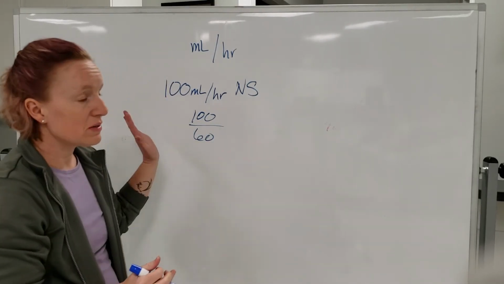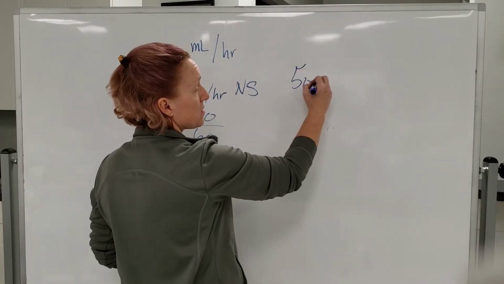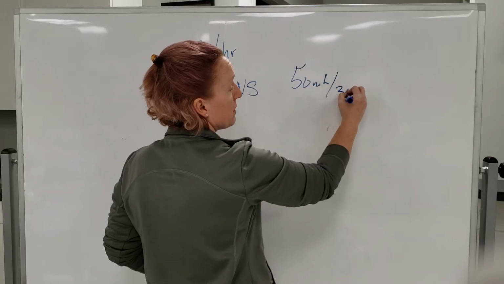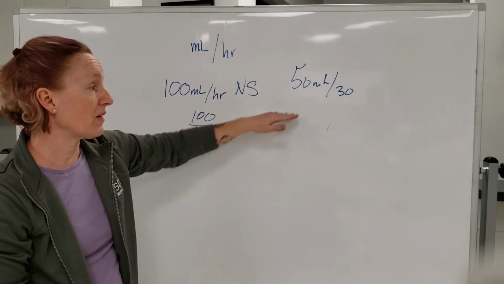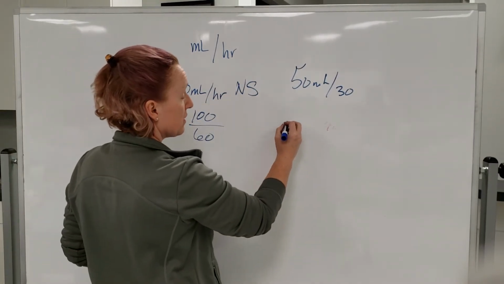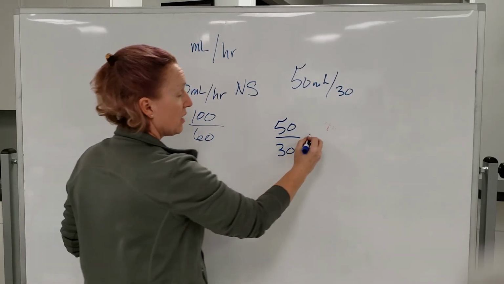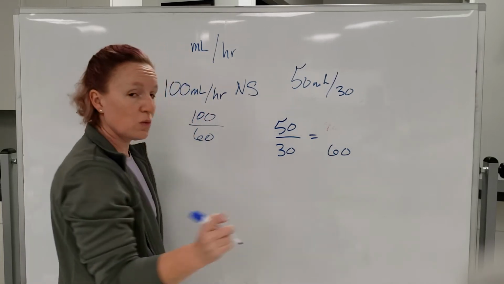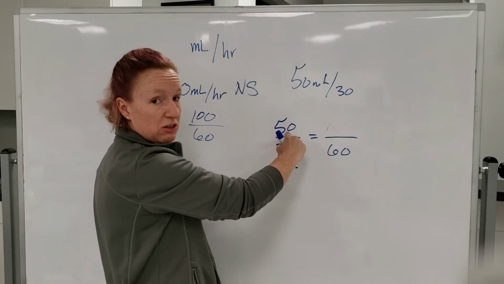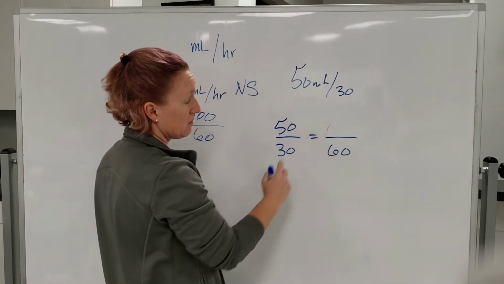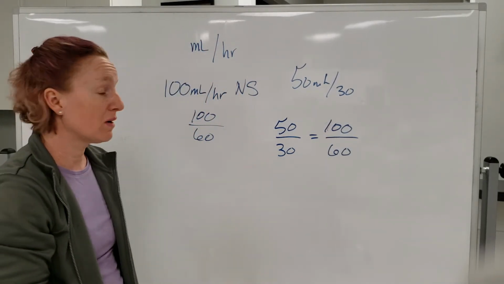Well, that one's easy, but what if we get an order, like for one of our antibiotics, and it's 50 mLs over 30 minutes? Remember, our pumps are always set for mLs per hour, so we have to figure out how to calculate this. How I like to do it is you've got 50 over 30, because that's your minutes, and you need it to be over 60. So whatever you do to this 30 to get it to 60, you're going to do the same thing to your 50. So this one, you take it times 2. That's going to be what I'm going to have to set my pump to, all right?